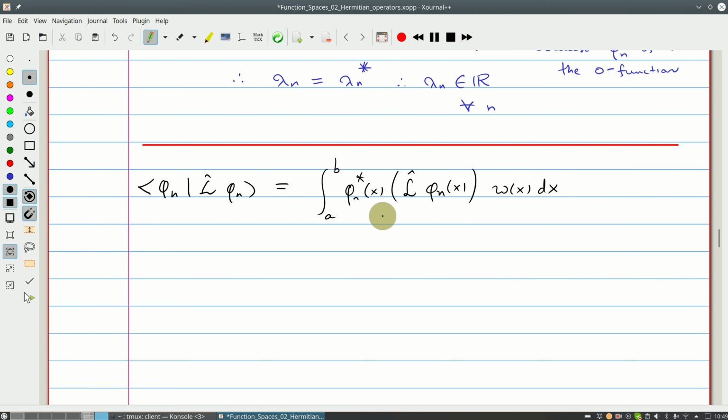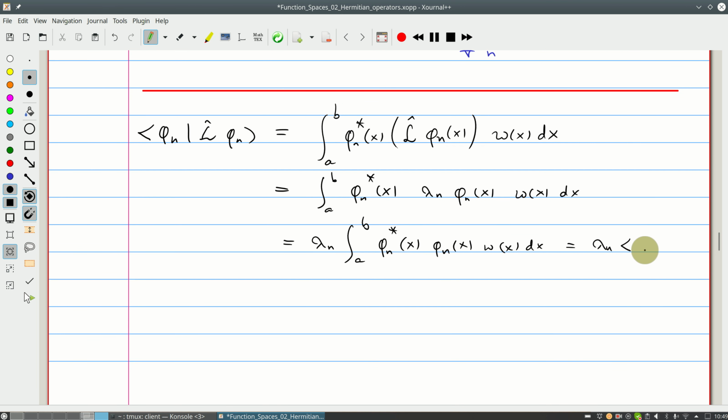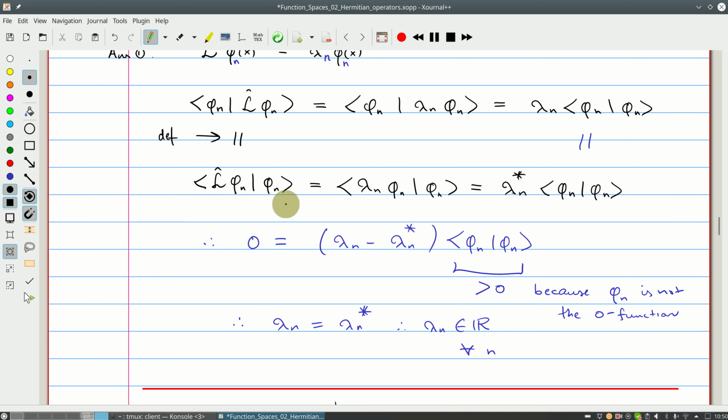Okay, so that's the expression there, and what we know is that L operates on phi n to give us the integral from a to b of phi n star of x, lambda n phi n of x, weight function dx. You can pull the lambda n out to give us lambda n times the integral from a to b, and the weight function. Now this thing here is simply the inner product of phi n with phi n. Okay, so that's this particular term, and then we want to do the same with the alternative term. Remember, these two are equal because L is Hermitian.